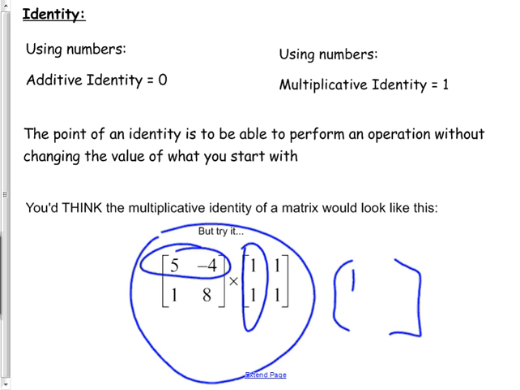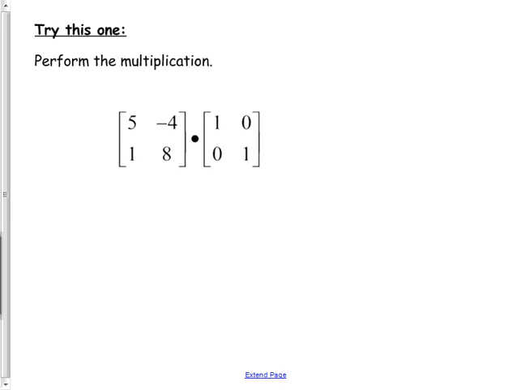Some of you probably already have looked ahead, but all right, fine. That would be the identity. If you make it a 1 and a 0 here and here, then when I do the multiply problem, I get back the original that I had. Since I know that, I can just jump right to the answer. 5, negative 4, 1, and 8.